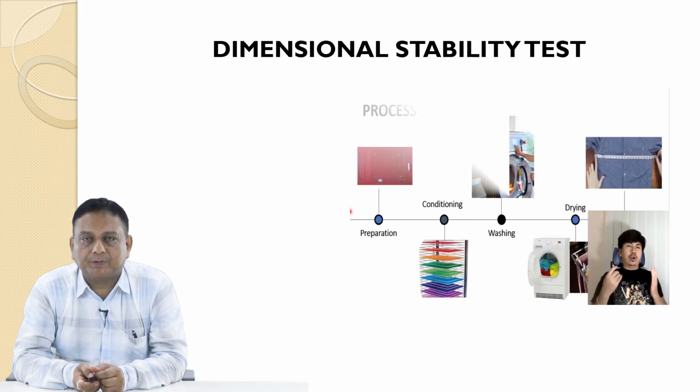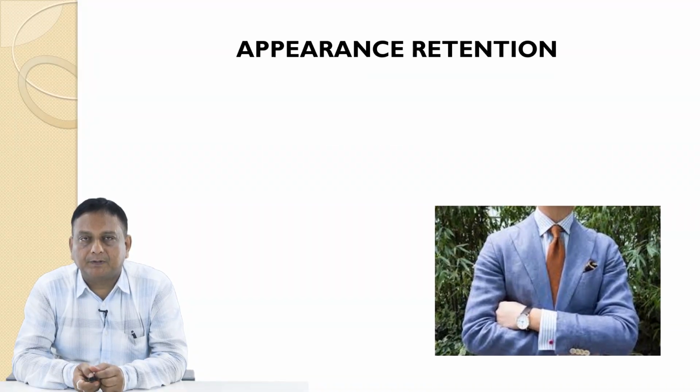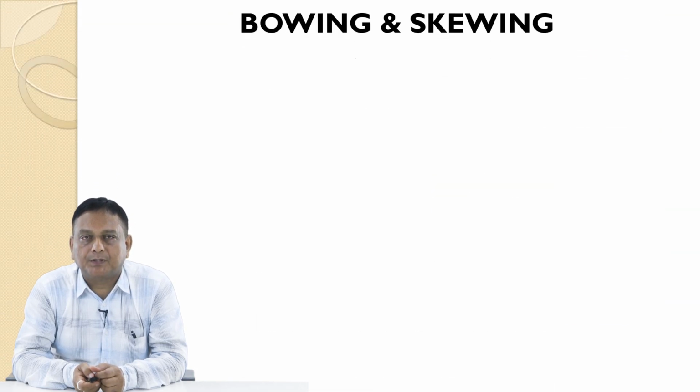Now what test is to be carried out for dimensional stability? As we have already seen, a washing machine is used for that. Then we have to mark that material, and finally we have to evaluate it. So those are the things available for this dimensional stability test. And dimensional stability is very important for appearance also. If a fabric is shrinking vigorously, then of course the appearance will be affected. So appearance retention comes into the picture.